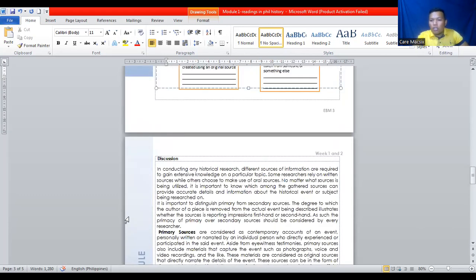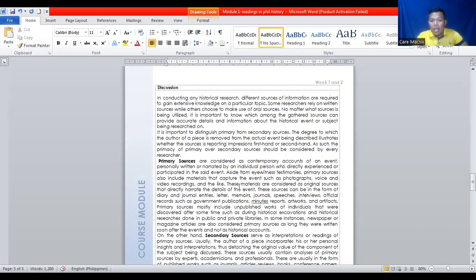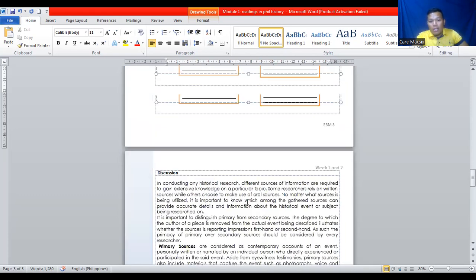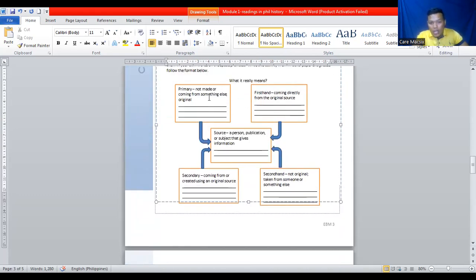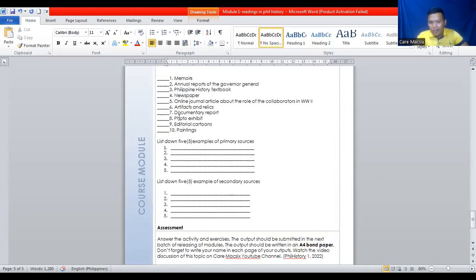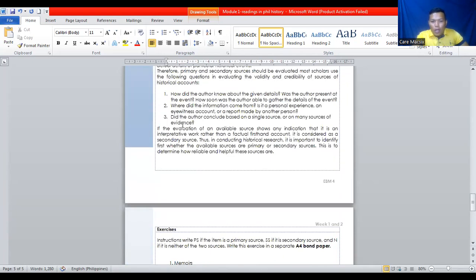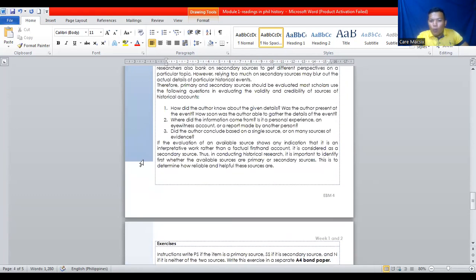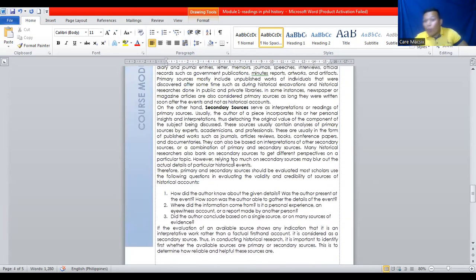So ang discussion diha, importante nga inyong basahon. Kay kung dili mo makabasa sa discussion, dili mo ka-answer dire. Pero kung naay part nga ansiran ninyo nga wala sa discussion, pwede mo mag-research. Pwede mo mag-tan-aw sa Google.